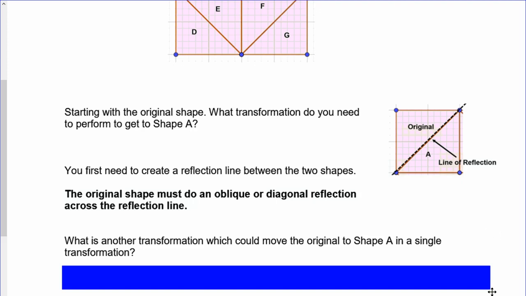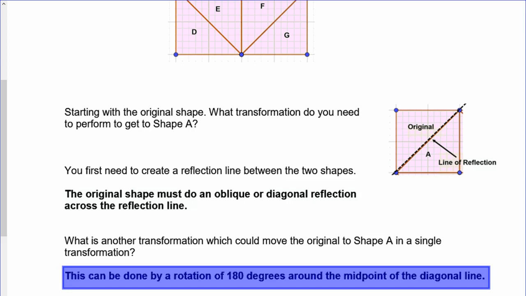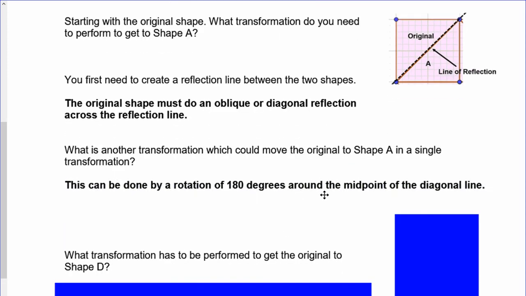Okay, this actually can spin. Rather than doing a reflection, I can't just move it because it won't have the right rotation, the right orientation. But if I find the midpoint of this line right there, and I whip this around 180 degrees, then I would get this shape at A. So there is a rotation that you can do around the midpoint of this diagonal line.